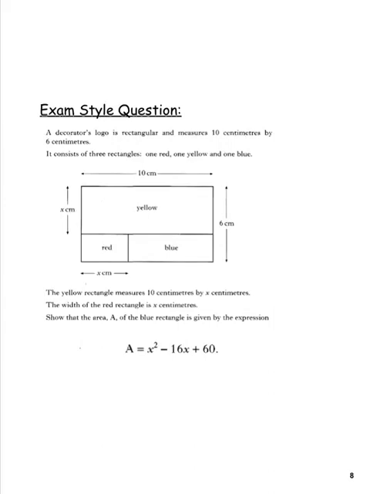So here's a quick exam style question that has this kind of skill as part of it. We've got a decorator's logo which is rectangular and measures 10 centimeters by 6 centimeters, consists of 3 rectangles, one red, one yellow, one blue. The yellow rectangle measures 10 centimeters by x centimeters. The width of the red rectangle is x centimeters, and you need to show that the area A of the blue rectangle is given by the expression A equals x squared minus 16x plus 60.